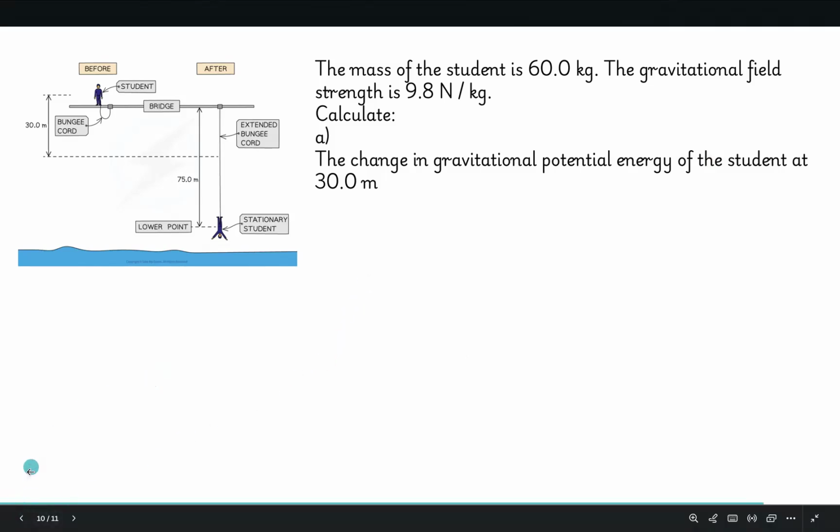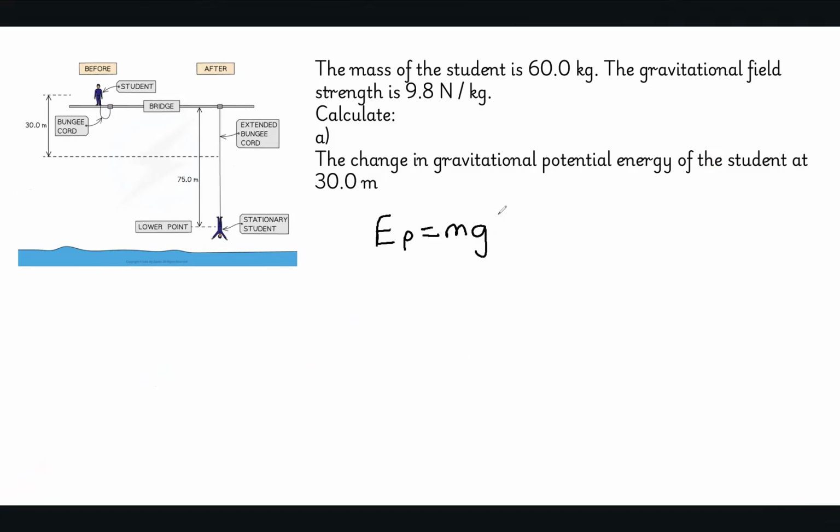Now, the way we can do that, so I will be using my annotate here, is we're just going to use Ep, so gravitational potential energy equals mgh. So we've done this formula and now we're going to use it. We know that the mass is 60 kilograms. We know that on Earth it's 9.8, that's the gravitational field strength. And we know that the height is 30.